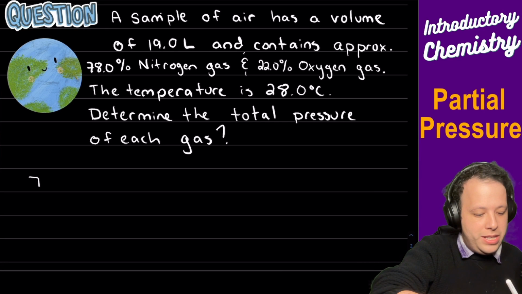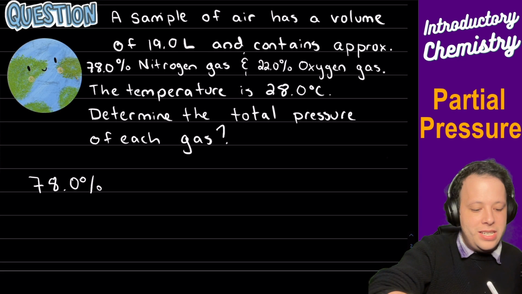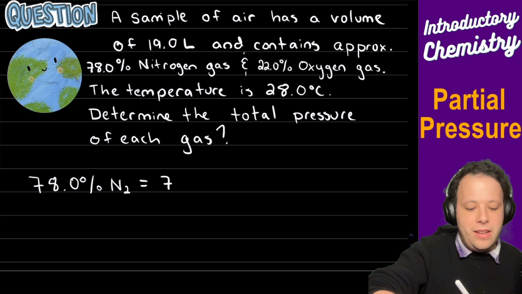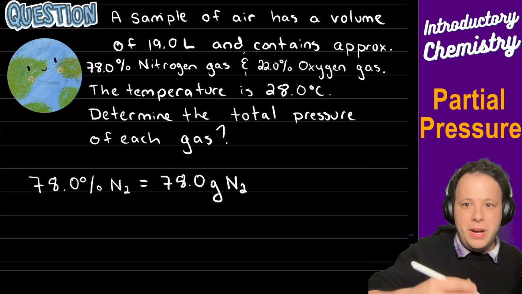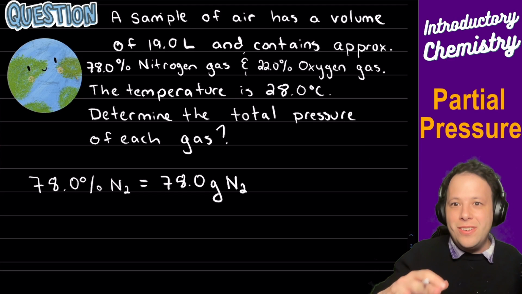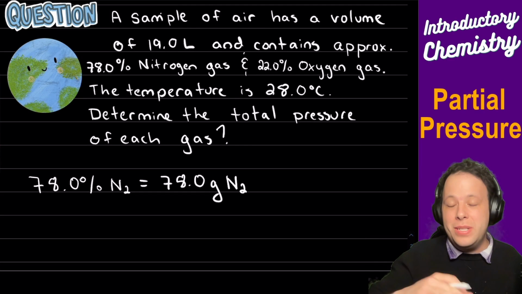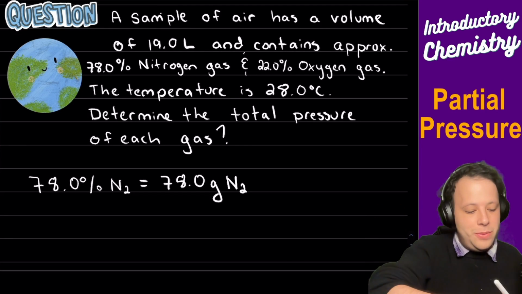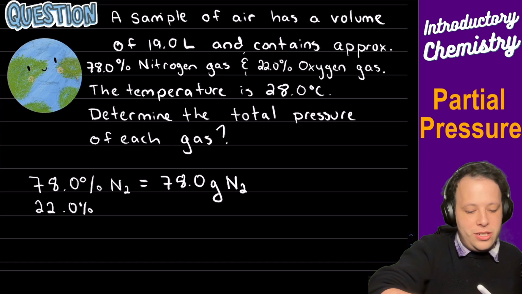What we can essentially do is, if I have 78% nitrogen, that's the same thing as saying I have 78 grams of nitrogen by mass in a 100-gram sample of air. So it's that percent. We can do that for nitrogen, and we can also do that for oxygen as well.